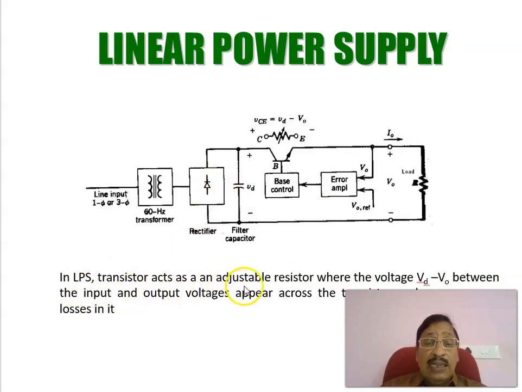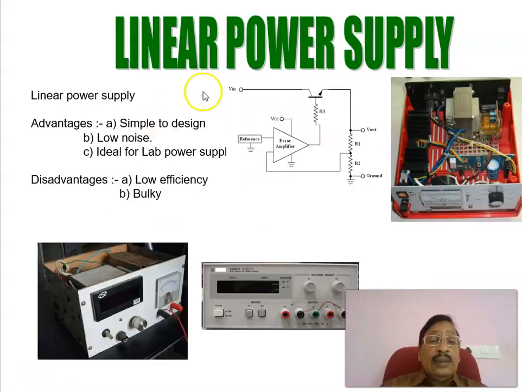The transistor acts as an adjustable resistor, where the difference between the input voltage Vd and the output voltage V0 appears across the transistor, and that causes the power loss. That is in a linear power supply. The transistor is working in the active region. These are the pictorial representations of the linear power supply.